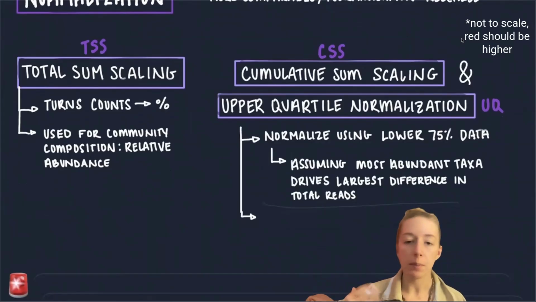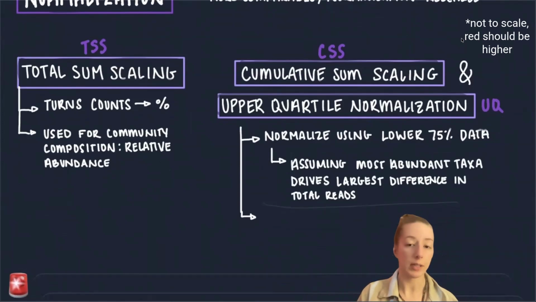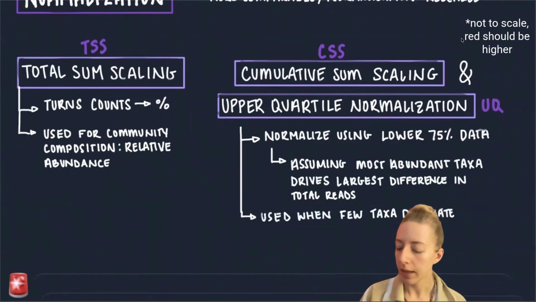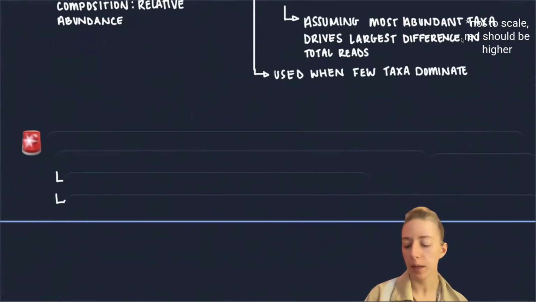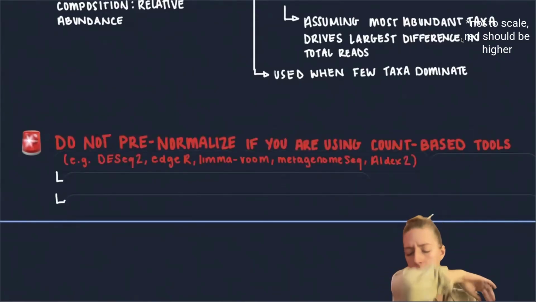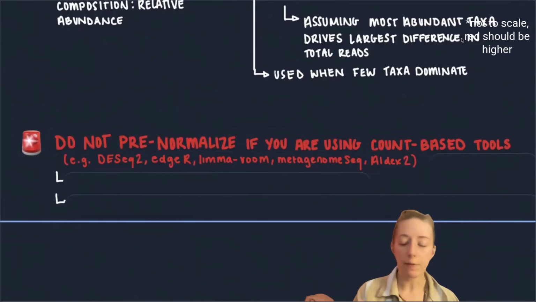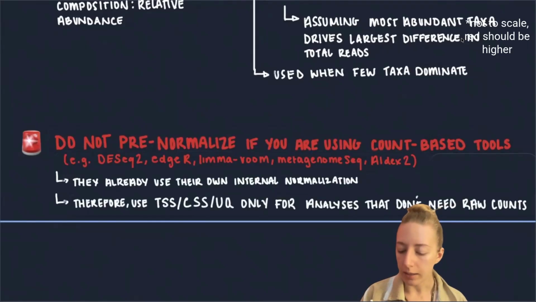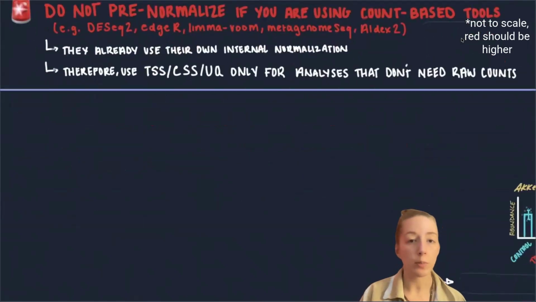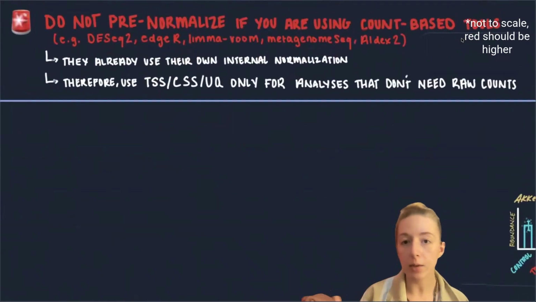This is assuming that the most abundant taxa are driving the largest difference in the total number of reads, and it is used especially when few taxa are dominating. Something critical to keep in mind here, though, is not to pre-normalize if you're using a count-based tool that already has normalization built in, because you don't want to double normalize. Therefore, you should use the normalization techniques only for analyses that don't need those raw counts.